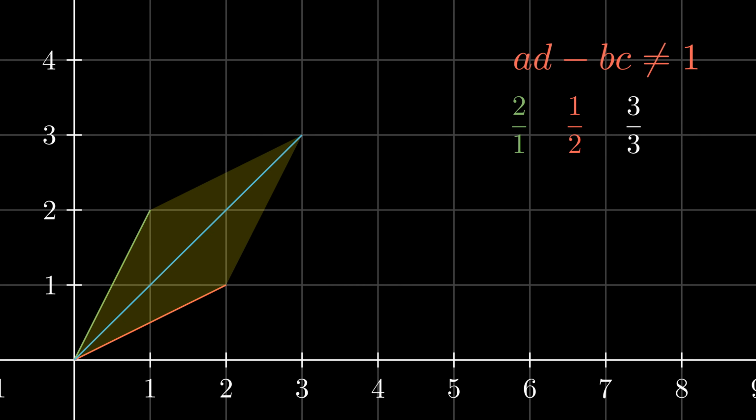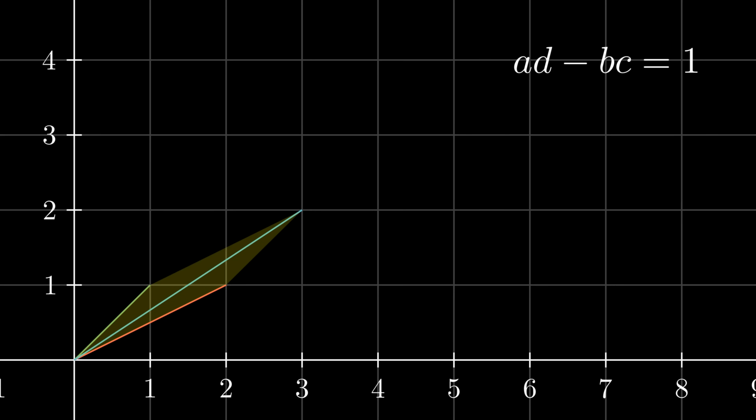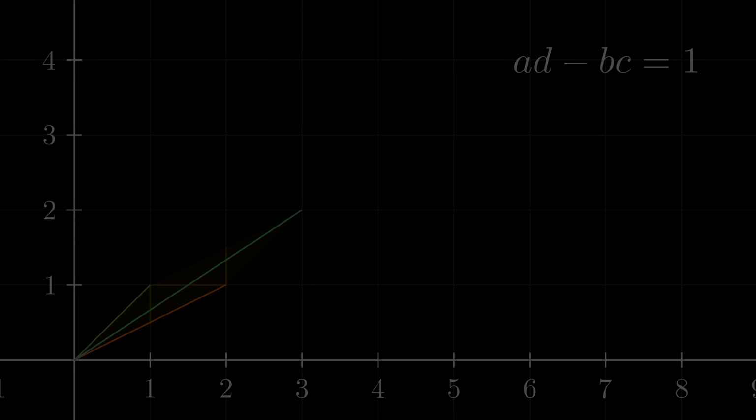When we write out the fractions, we get that the mediant is 3 over 3, which must be simplified to 1 over 1. This shrinks the parallelogram formed with this mediant, so the area is not in fact preserved. That's why AD minus BC equals 1 is an important detail. When calculating the mediant, it does not need to be simplified, and so the mediant vector won't shrink, preserving area.